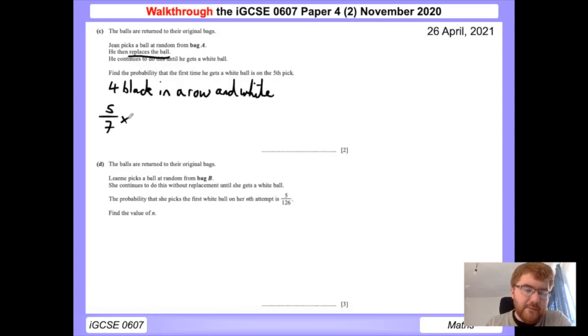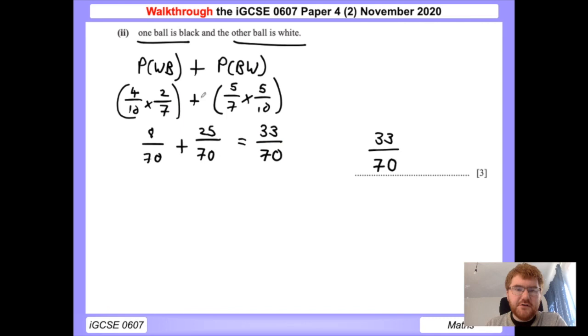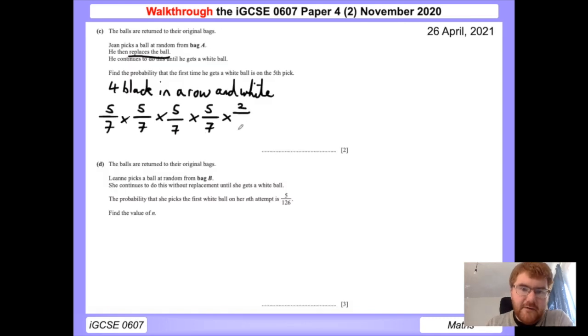Then he tries to pick another black ball, so this is our second time. The probability hasn't changed because the ball goes back. This is our third time. This is our 4th time. And now on the 5th go, we'll now choose a white ball. Notice no balls have been removed from the bag, so we've now got 2 out of 7. So we have a very, very long fraction to work out, which I am going to do on my calculator.